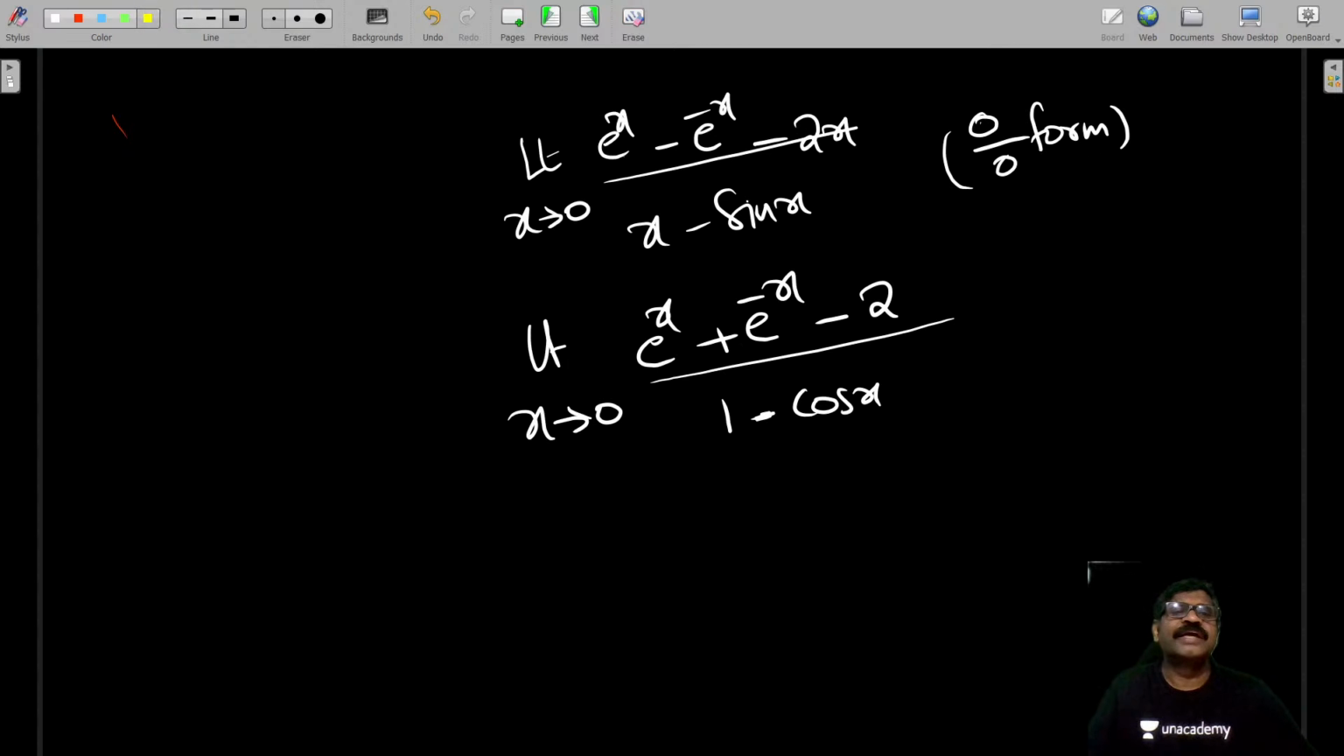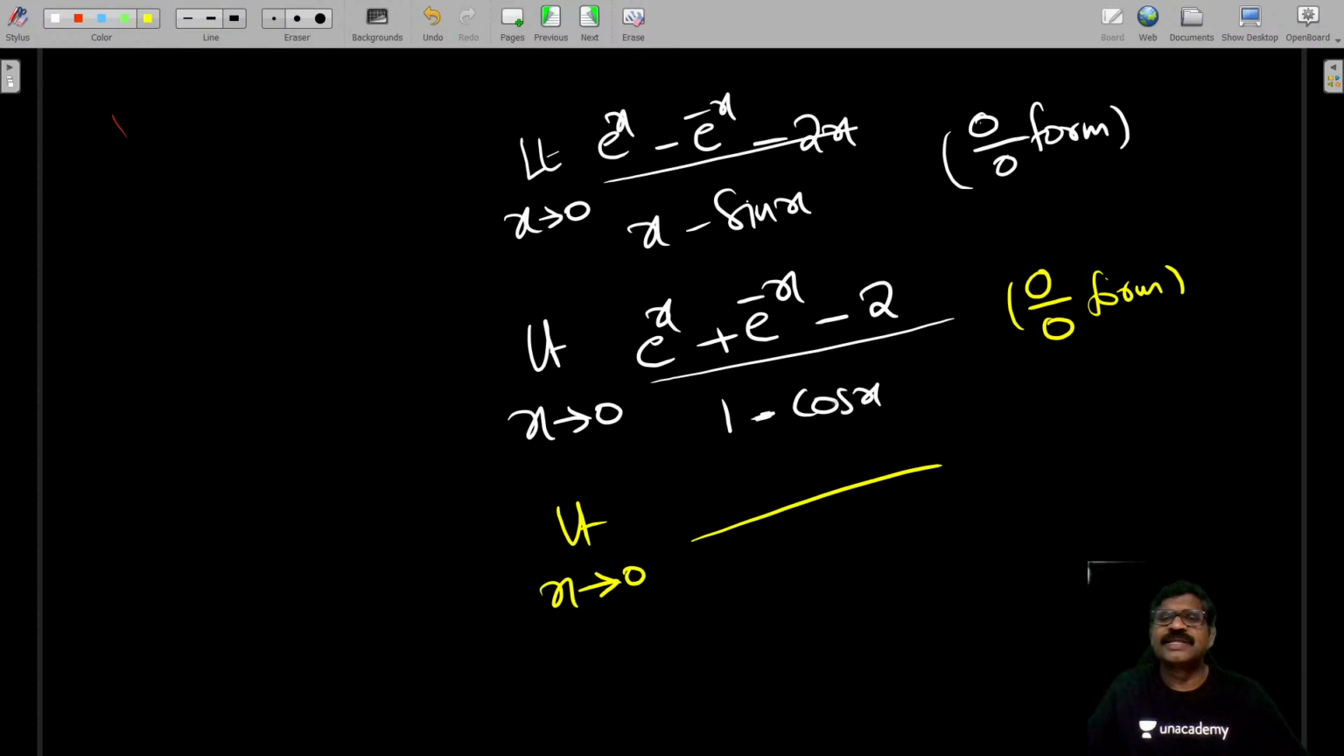When x is tending to 0, again numerator is in the form of 0, denominator is in the form of 0, 0 by 0 form. We have to apply L'Hospital rule. Limit x tends to 0. Differentiation of minus cos x is sin x. Differentiation of e power x is e power x. Differentiation of e power minus x is minus e power minus x. Differentiation of 2 is 0.